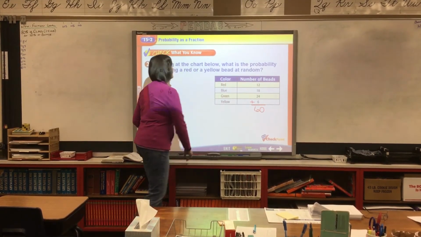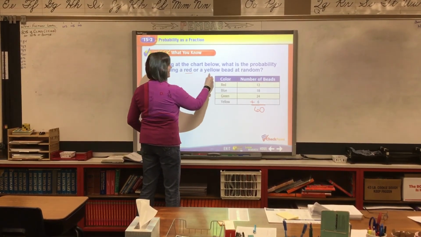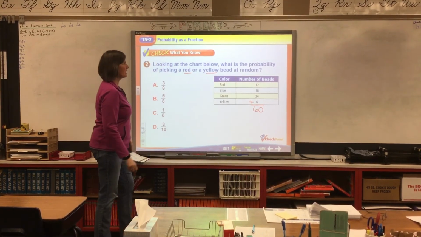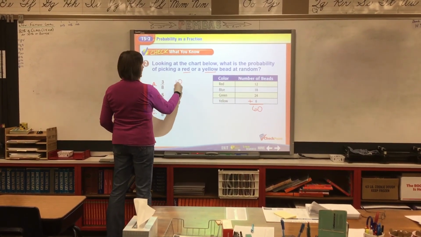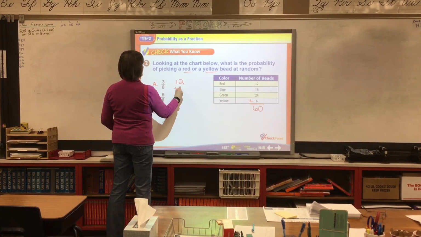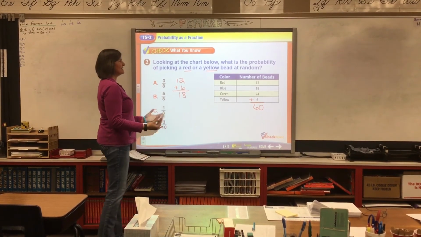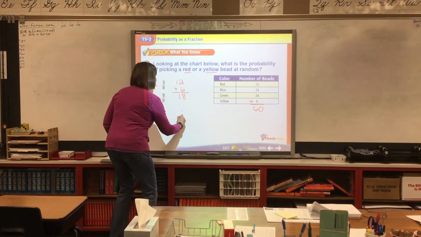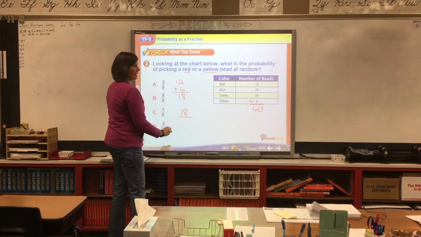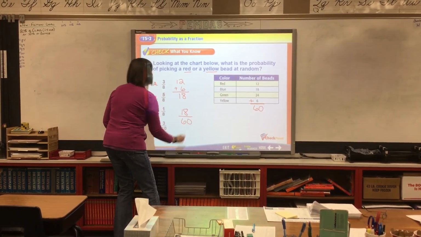Now in this example, they're asking us, what's the probability of picking a red or a yellow bead? How many red beads are there? 12. How many yellow beads are there? 6. That is a total of how many? 18. So 18 is the favorable outcome. It would be 18 out of how many? 60. Again, there's a total of 60 beads, so it'd be 18 out of 60.